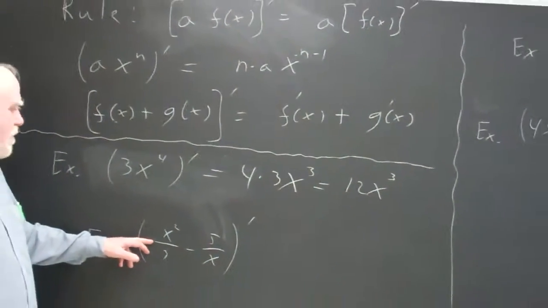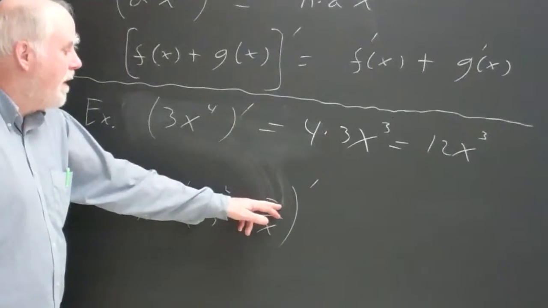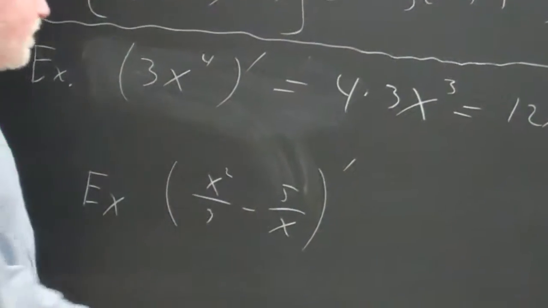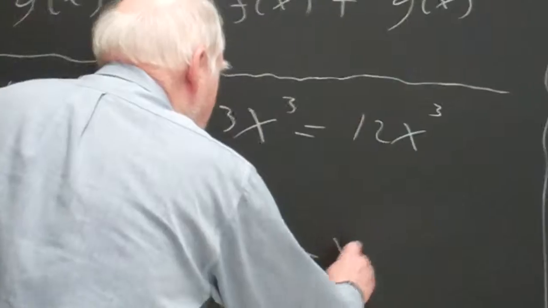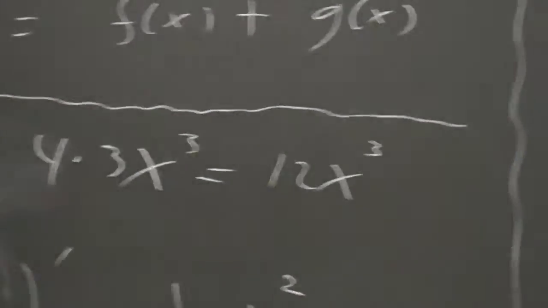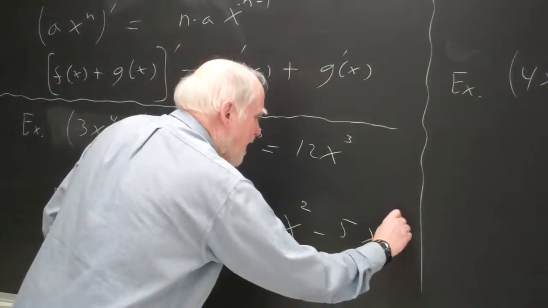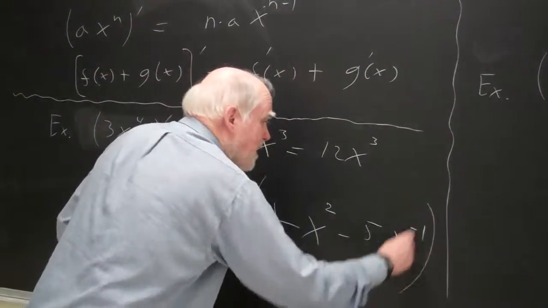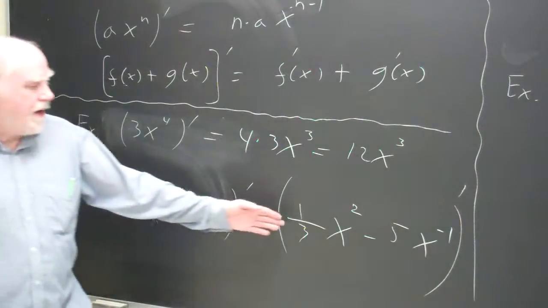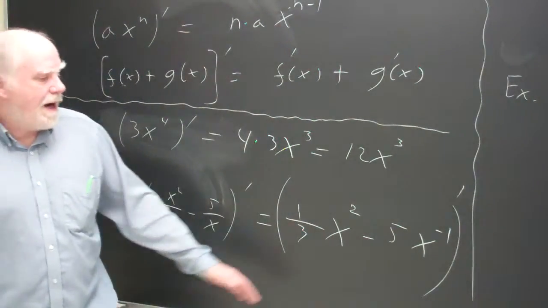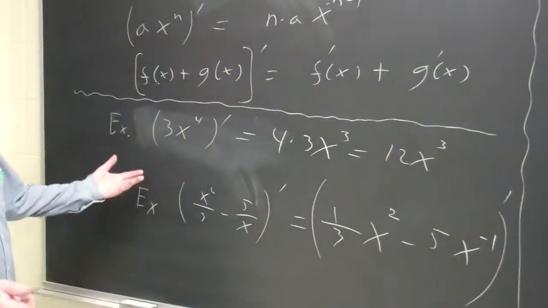Here's another one, but this one's a sum. But I can work on these individually. Also, I'm going to bring this up so it's x to the negative 1. I'm going to write it as 1/3 times x squared minus 5 times x to the negative 1. But I'm going to write prime here because that's what a lot of students don't do. They might write this out. Now I've just got a number times x to a power plus a number times x to a power. So this is going to be very easy.